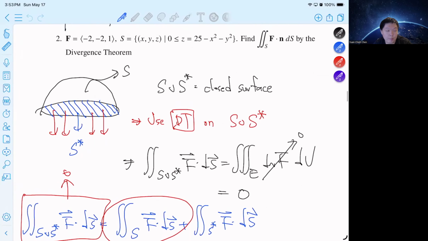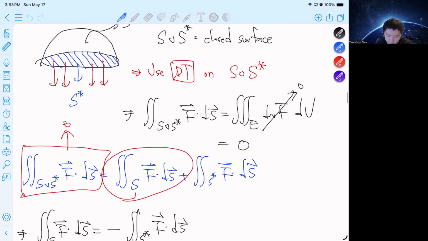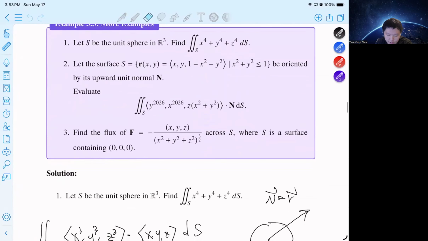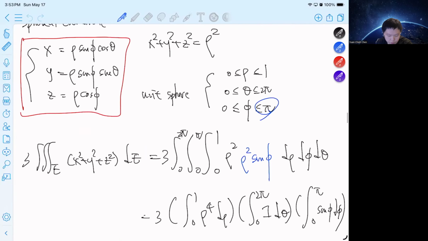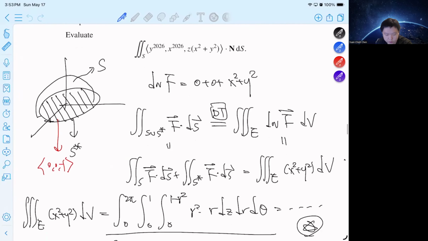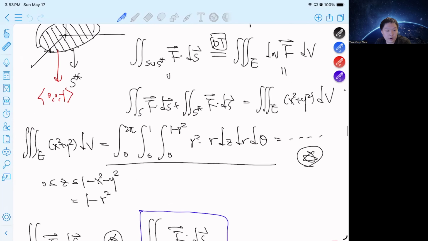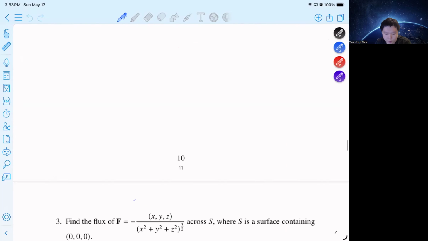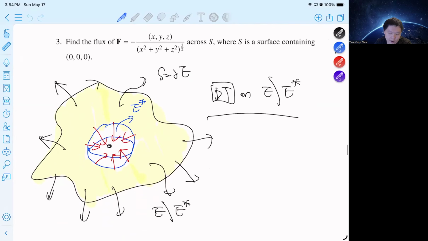Sometimes the surface is not closed, but if you want to use the divergence theorem, we can add an extra surface to make it a closed surface. Then we can use the divergence theorem. We already did this a few times. We add an extra surface to make it a closed surface, then it will be doable. And one of the most important cases is this kind of thing.